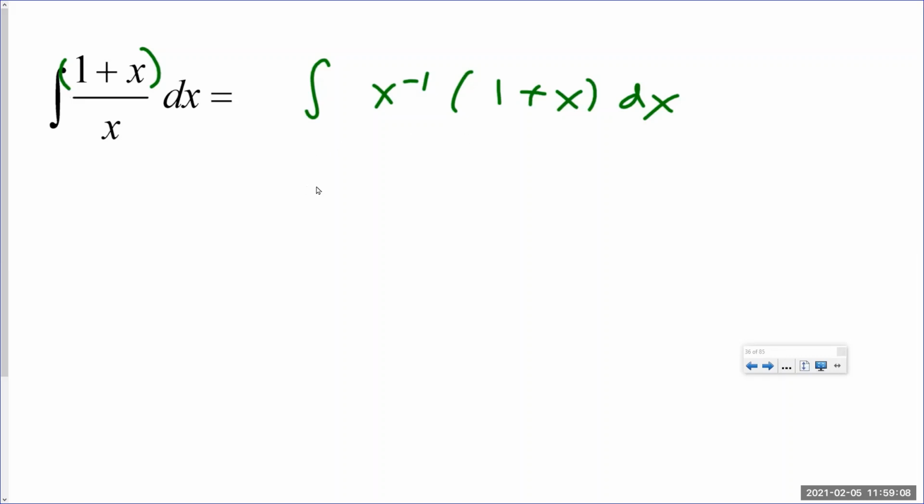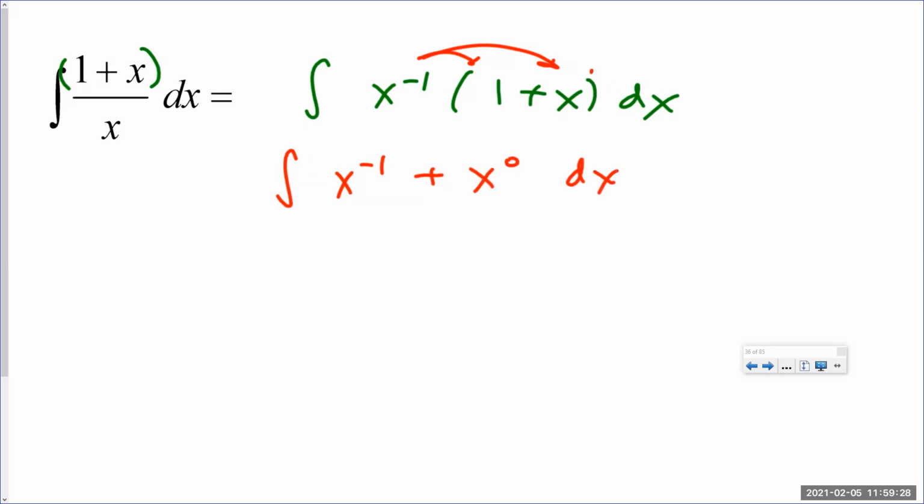Now I'm stuck. I had a quotient rule. Now I have a product rule. You distribute, okay? If you can. If you can't, then go back to the drawing board and figure out another u. So I'm going to go ahead and distribute. What's x to the negative 1 times x to the 1? You add the exponents. You guys good with that?